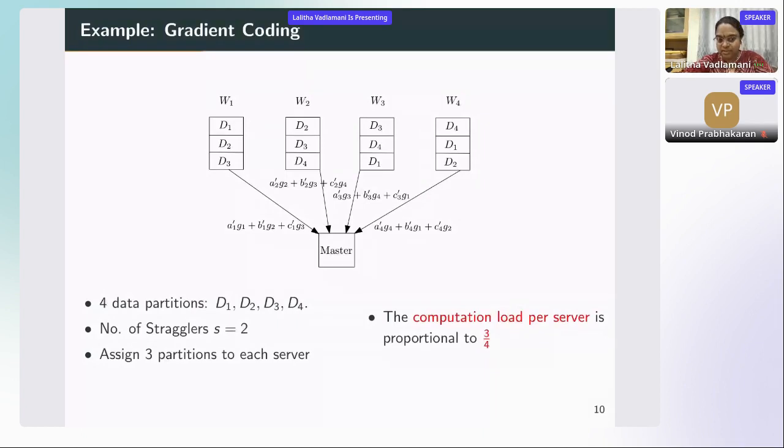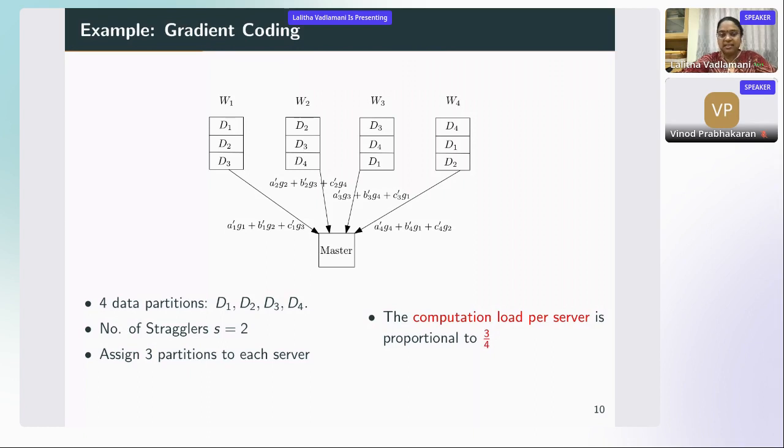So in this case, we choose to do 4 partitions, D1 to D4, and the master sends, let's say, D1, D2, D3 to W1, D2, D3, D4 to W2, and so on. The workers compute the individual partial gradients, which means they compute G1, G2, G3. So they are doing computation on all 3 separately. But in terms of communicating to the master, they send only a linear combination of these 3 gradients. Each one of the workers does the same. So the computation load per server in this case is actually 3/4.